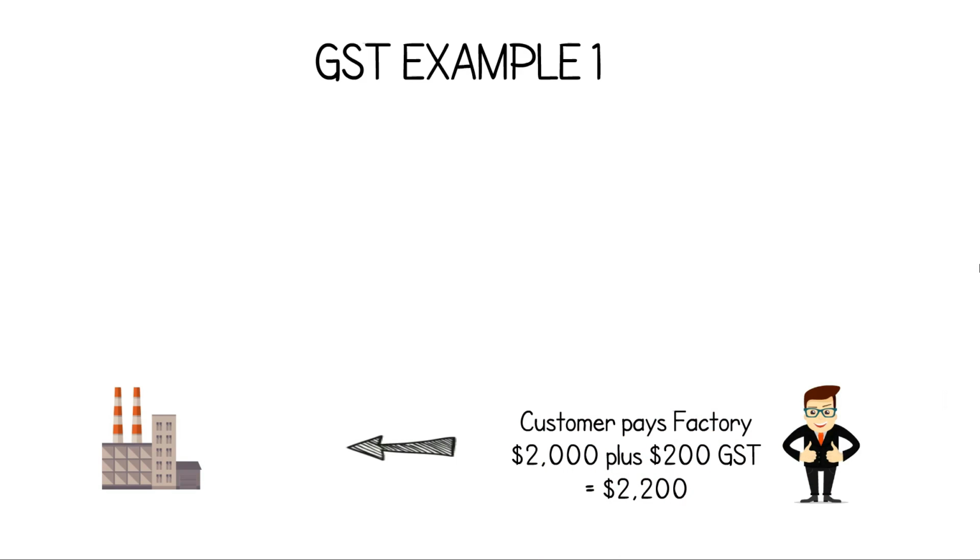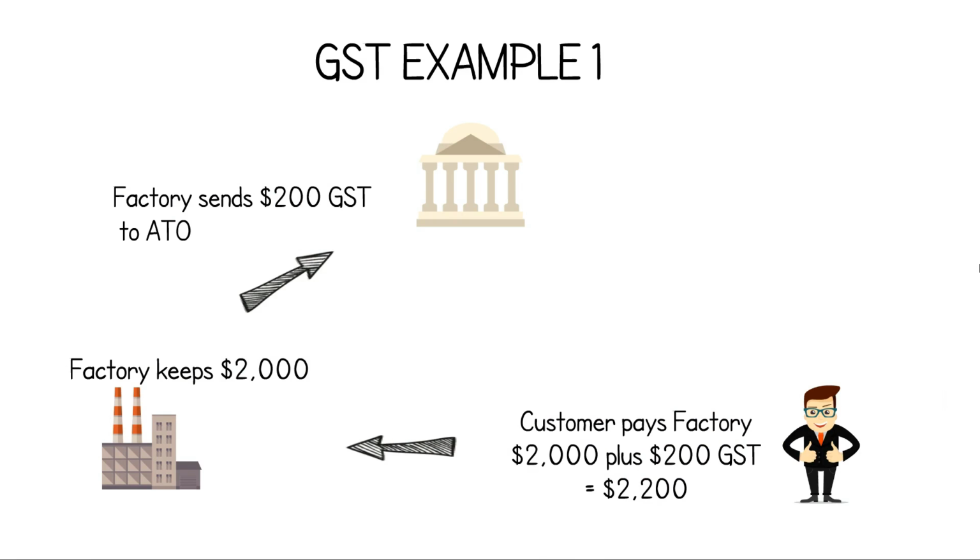If the sales price is $2,000, then the factory will add 10% and charge the customers $2,200. The factory keeps $2,000 as sales revenue and gives the ATO $200. The customer has paid $2,000 for the TV and $200 in GST. But this arrangement doesn't normally happen.